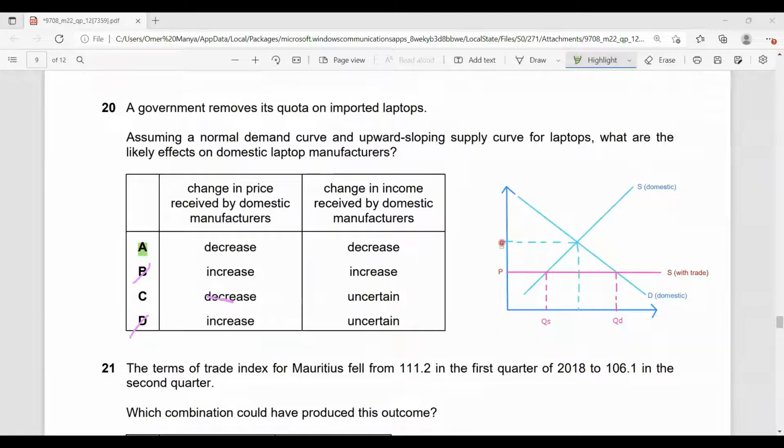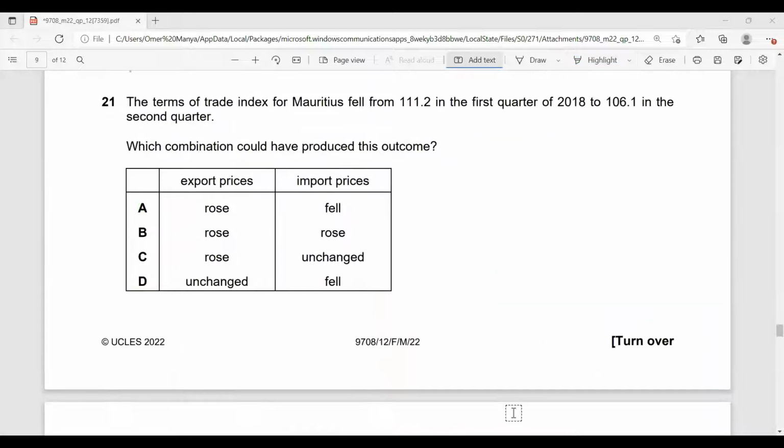So price is going to fall all the way back to P now, which means that the domestic manufacturers will receive less income because the price has now gone down and they can't supply as much at this lower price. So their income will also decrease, which is why the answer is A.